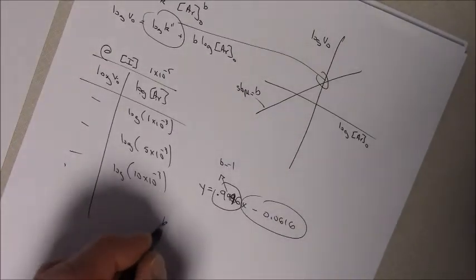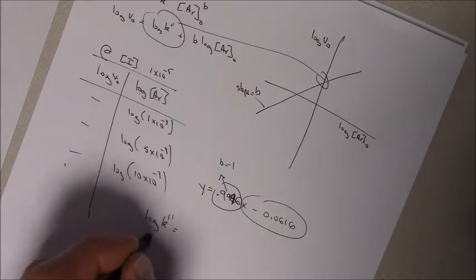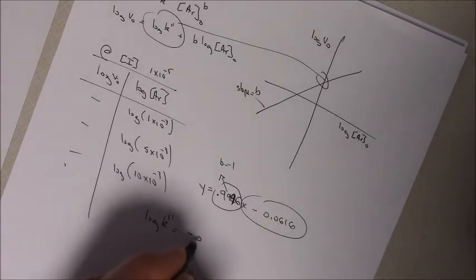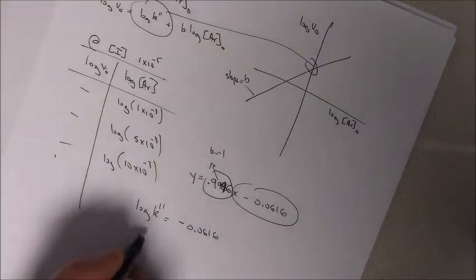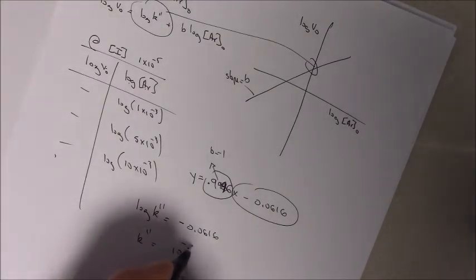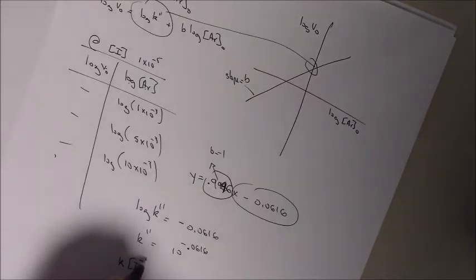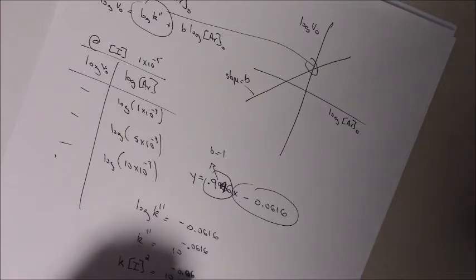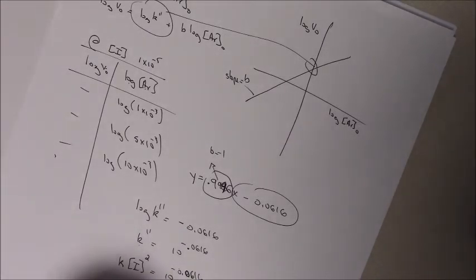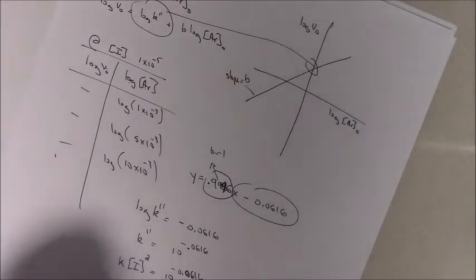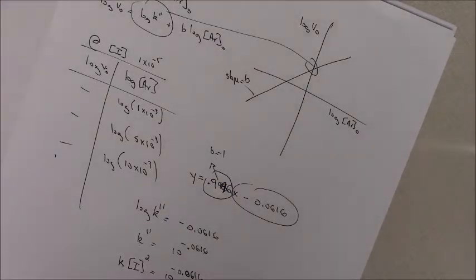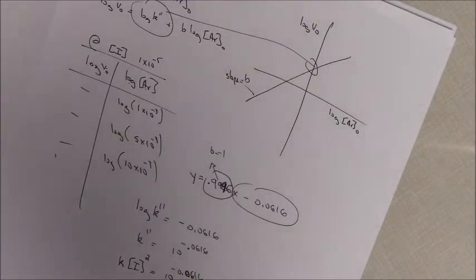This is k prime prime, and that would be log of k prime prime equals negative 0.0616. So k prime prime will equal 10 to the negative 0.0616, but k prime prime is equal to k times the iodine concentration, and we already know it's squared from part 2. So for this one, k is going to equal 10 to the, and if I've got to double check and make sure this is the right one here. Where are we? Nope, not that one.